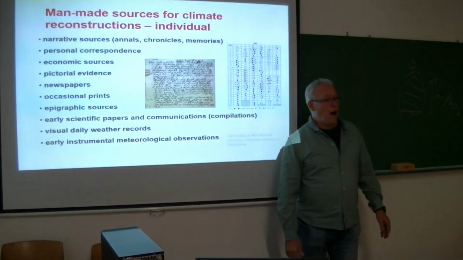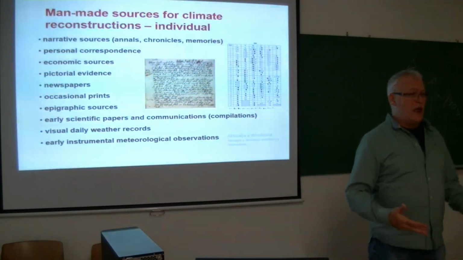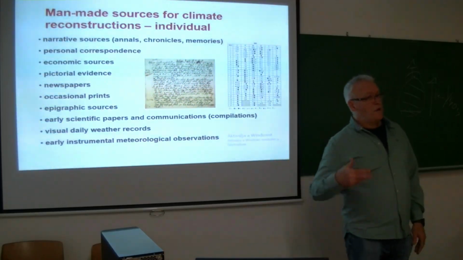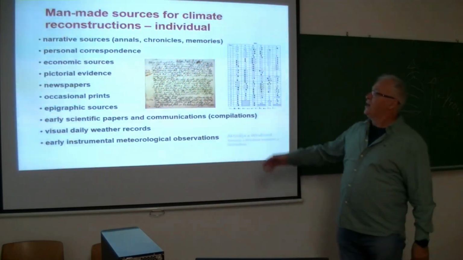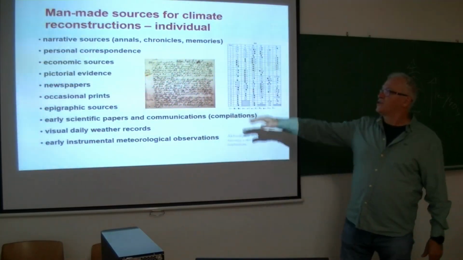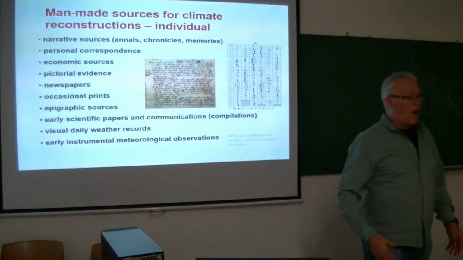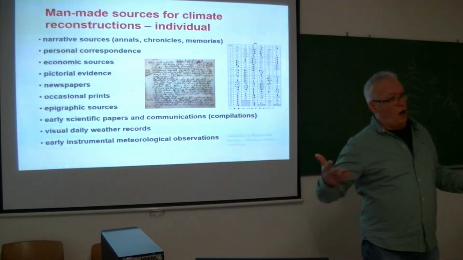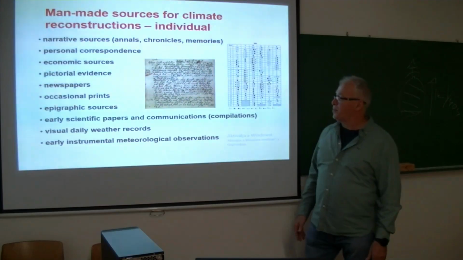And finally, there are man-made sources. The contemporaries before the Industrial Revolution lived in the natural space. Therefore, they reacted in a very sensible manner to environmental changes. This is a different kind of reconstruction: individual documentary sources, narrative sources, personal correspondences, economic sources, because the farmers who lived in the landscape were very sensible to how the harvest changed, for example. This was the basic condition of survival for them.